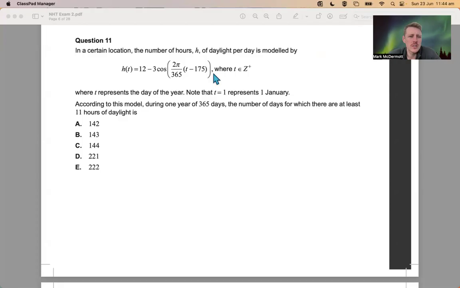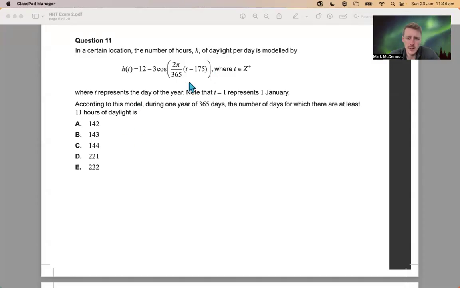Question 11. In a certain location, the number of hours, h, of daylight per day is modeled by this function, where t represents the day of the year. Note that t equals 1 represents the 1st of January. According to this model, during 1 year of 365 days, the number of days for which there are at least 11 hours of daylight is. So basically, we need to find out for how many days this function is greater than 11.